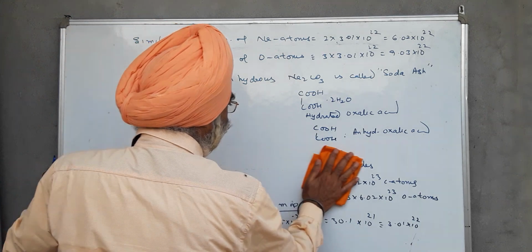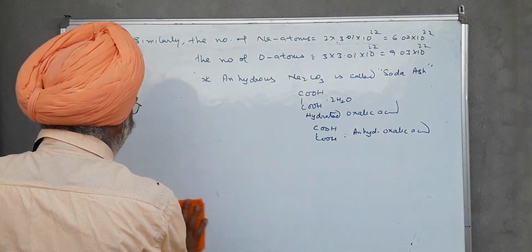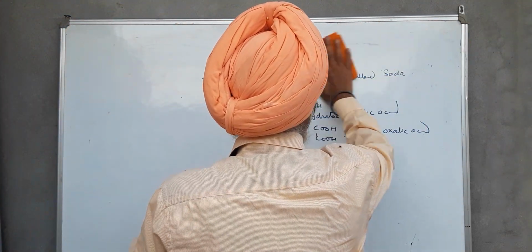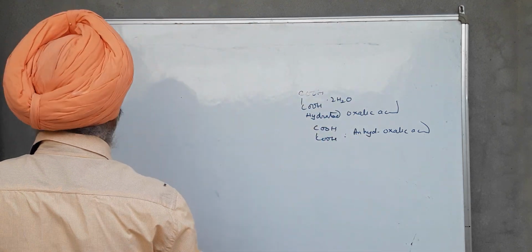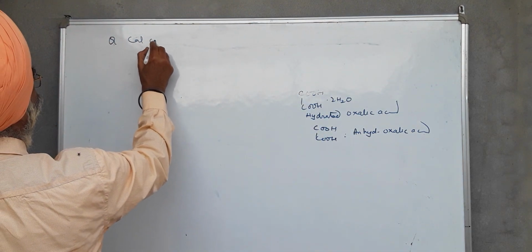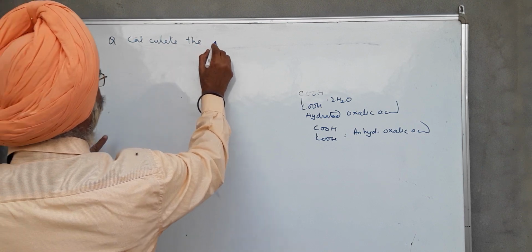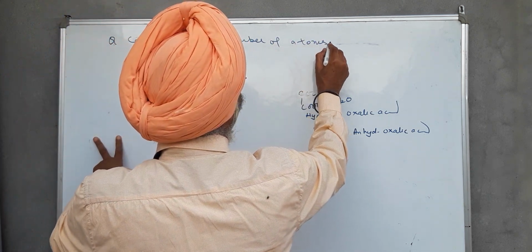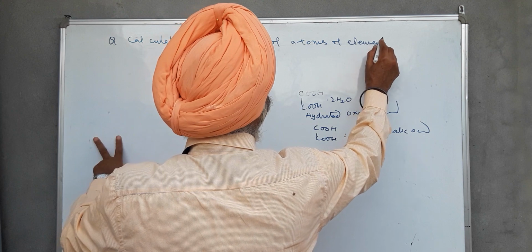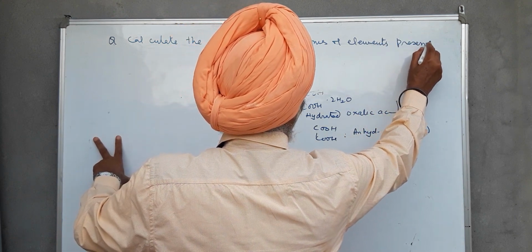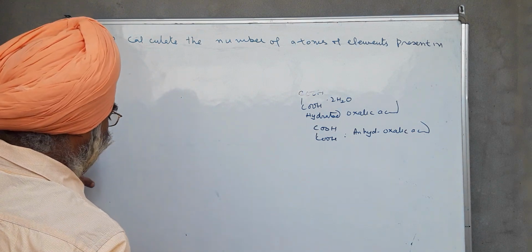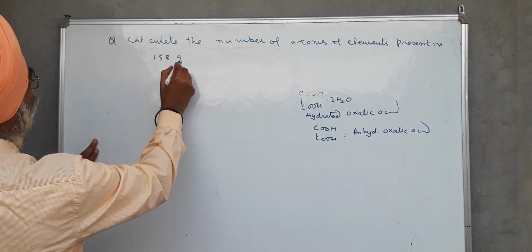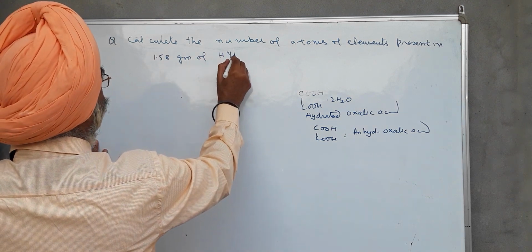We come to a question you should attempt yourself, and that question is: calculate the number of atoms of elements present in 1.58 grams of hypo.